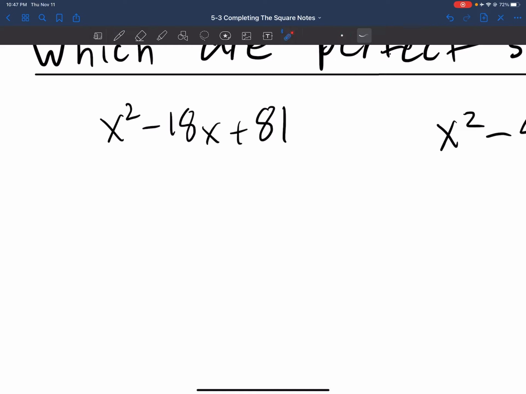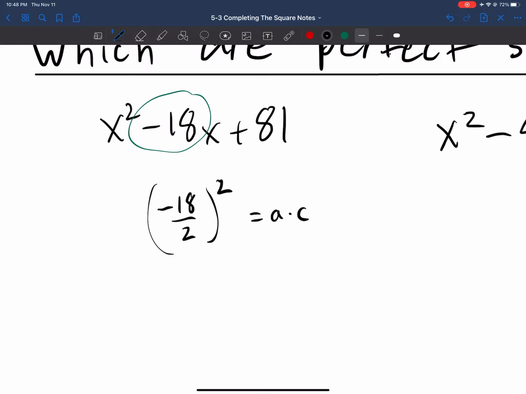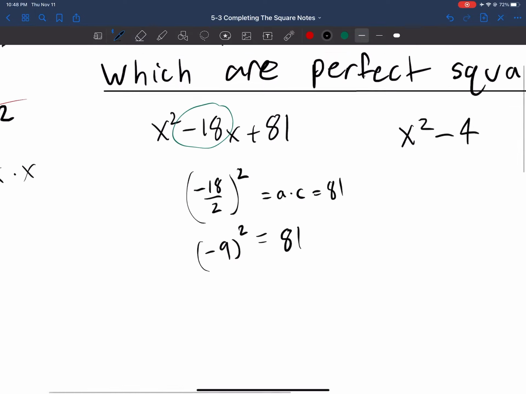So I check, are the first term and the last term perfect squares? X squared is a perfect square, 81 is a perfect square. So that is x and 9. And then I check the middle term, negative 18, the b value. When divided by 2 and then squared, does it equal a times c? Because in this case, the product is just 1 times 81, or 81. So negative 18 divided by 2 is negative 9. Negative 9 squared is indeed 81. This is a perfect square.